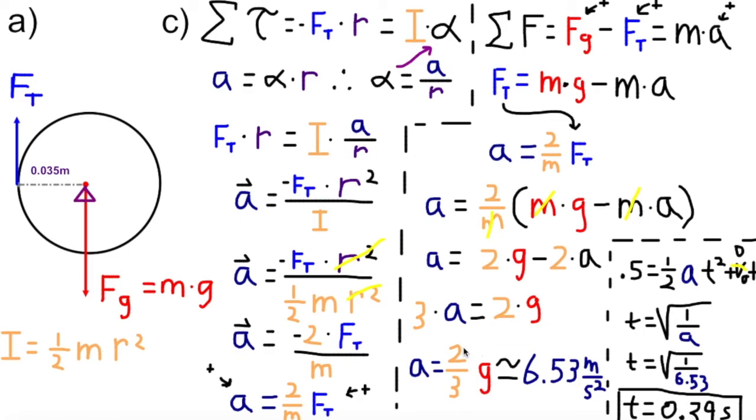All right, so now we'll actually start plugging in numbers. 2/3 times 9.8 is 6.53 meters per second squared. Then we can just use our kinematic equation, our change in height equals 1/2 acceleration times time squared plus v naught t, where our initial velocity is 0. Rearrange this and solve for t. You get the square root of 1 over a. So square root of 1 over 6.53 meters per second squared is 0.39 seconds.